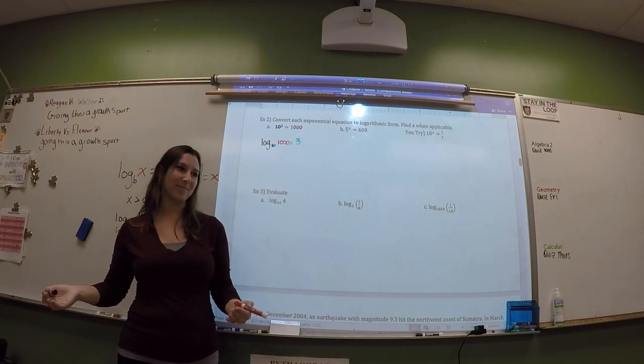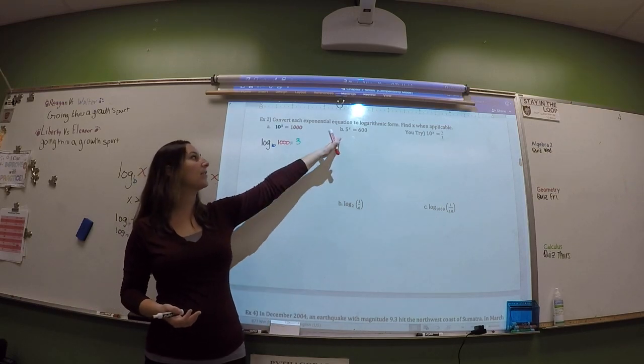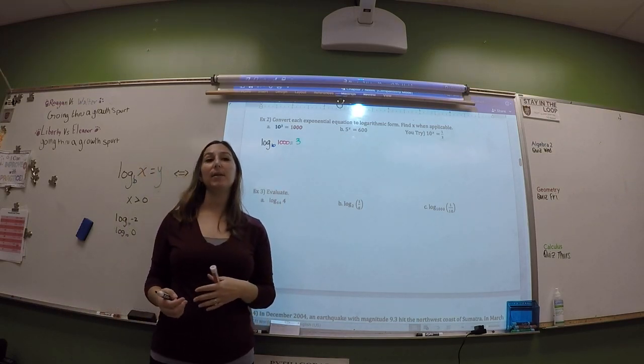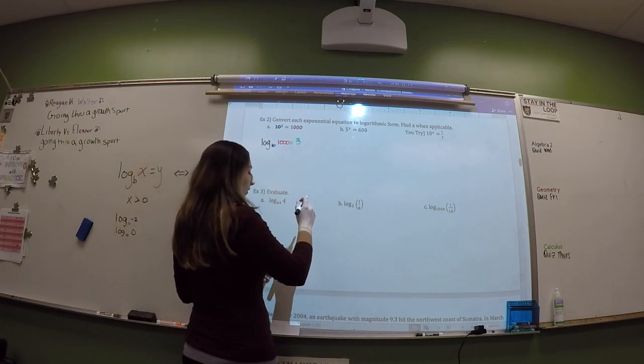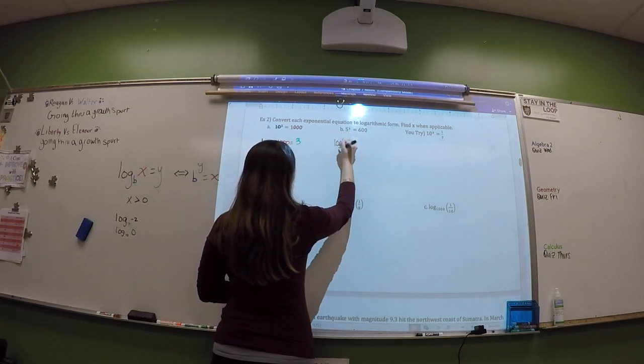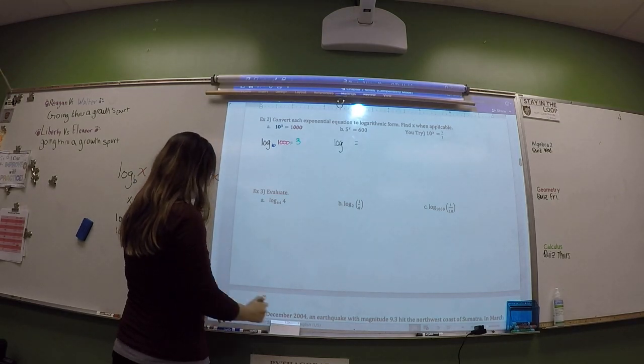So that's why we need logarithms. In order for us to solve this, we need a logarithm because it's not going to be an integer and we can't guess it. So we need to rewrite this in logarithmic form: log base 5 of 600 equals x.